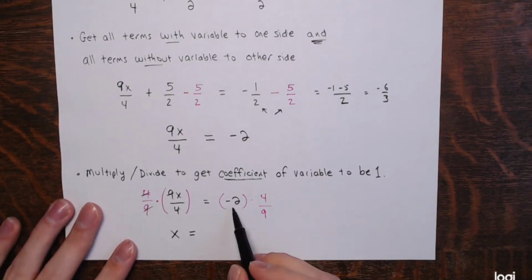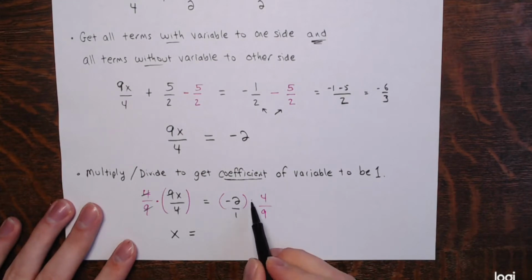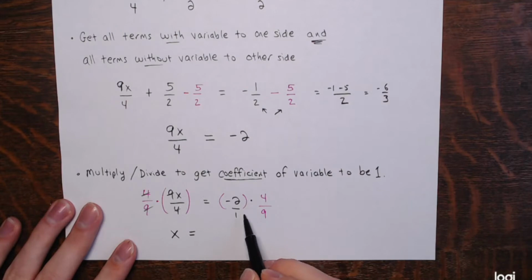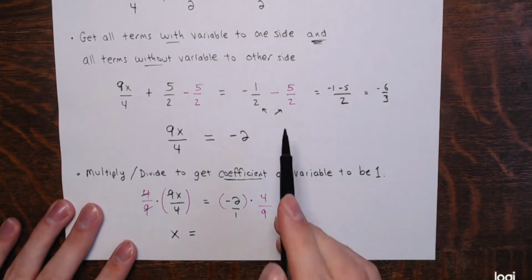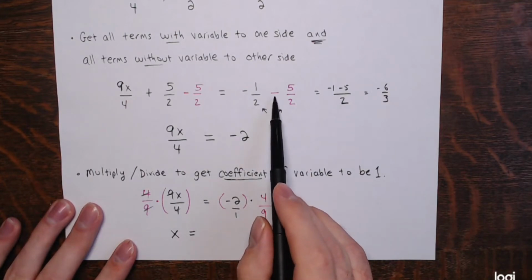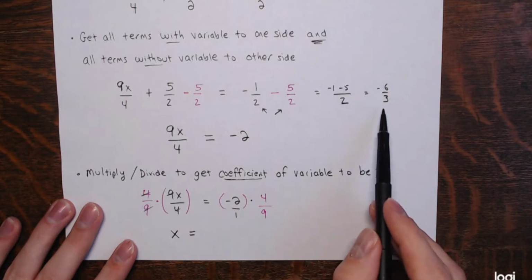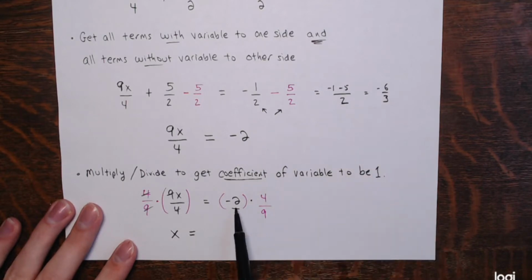And -2 you can think of as -2/1. Now when you multiply, you don't need the same denominator. Alright, when you add or subtract like I did earlier, you need the same denominator. When you multiply, you just multiply the numerators, multiply the denominators. You might have to simplify. You might have to cancel out some common factors in the numerator and denominator, but it's very simple.